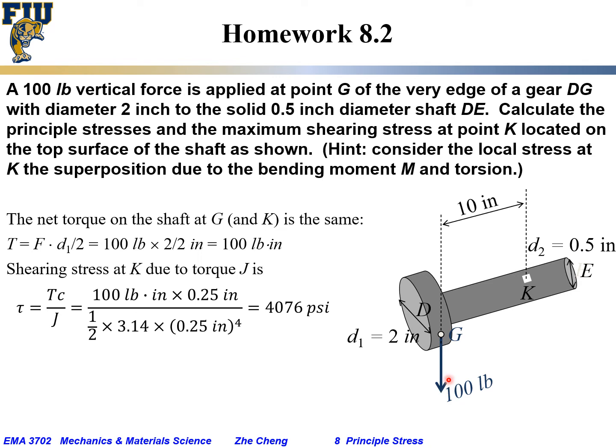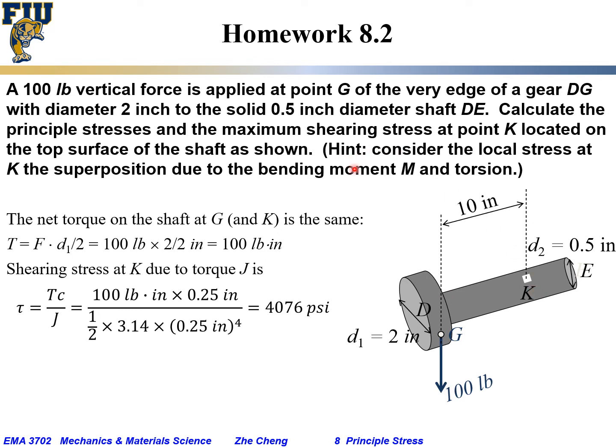Okay? And we want you to calculate the principal stresses and the maximum shearing stress at point K, located on the top surface. This is at the side vertically down. The K is at the top of the shaft, 10 inches away from the G end or the D end. Okay, so this is our problem.